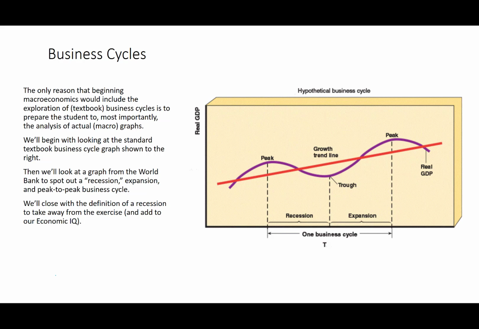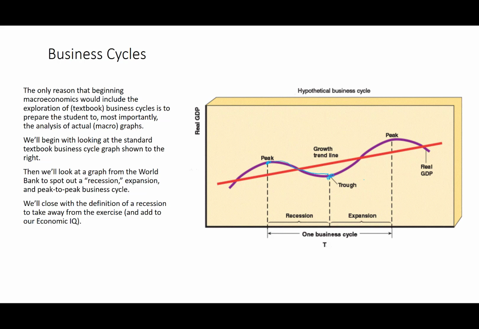So if we analyze the graph to the right, we have time as our x-axis and real GDP as our y-axis. We can see that the purple line is real GDP and it's fluctuating around the growth trend line. So we'll start with the easiest. What is a recession? Well, when you think of recession, you think of recede, which means to go back, or in this case, to go back down. And we start from a peak here, and we go all the way to a trough. From peak to trough, that is a recession.